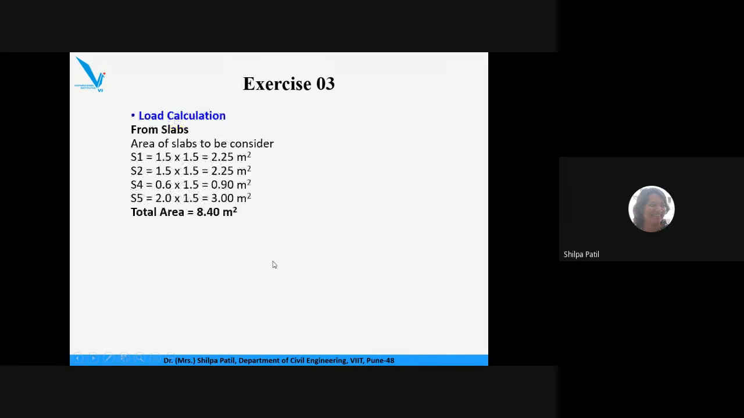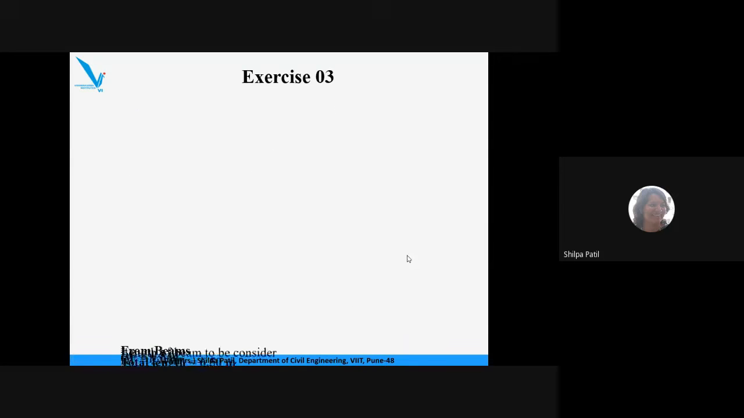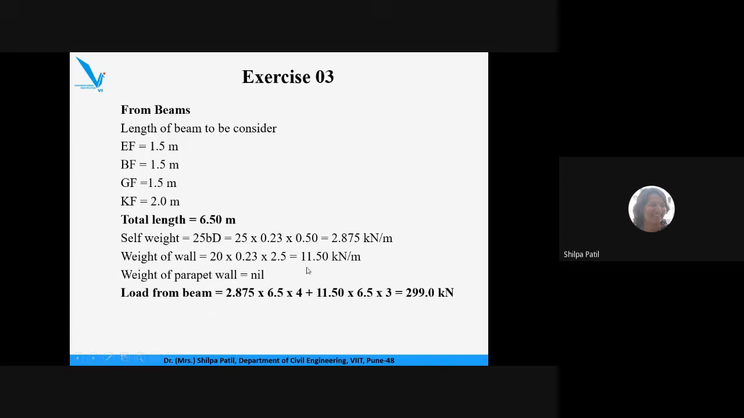Now weight of the wall. Where we are constructing the walls? The wall will be constructed above plinth, above first floor, or at first floor, at second floor. So 1, 2, 3. From 3 different levels there is a wall. So the weight of the wall will be multiplied by 3. Okay, so this is 11.50 multiplied by the length, it's 6.5 multiplied by 3. So the total is coming as 299 kilonewton.